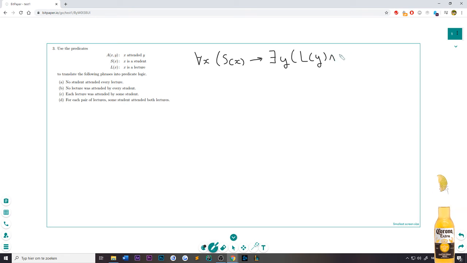and also the student x did not attend y, which is the lecture. Right? And so that's going to be the answer for the first one. So we can translate this into this. What it's saying is for all elements x, if x is a student, then there must be an element y such that y is a lecture and the student did not attend this lecture. So it's saying for all students, there's at least one lecture which they did not attend, which is basically what this sentence is saying.